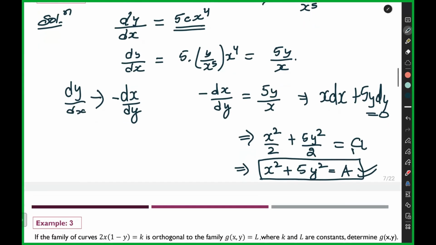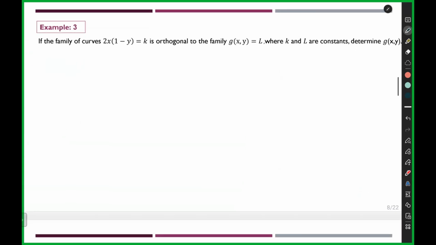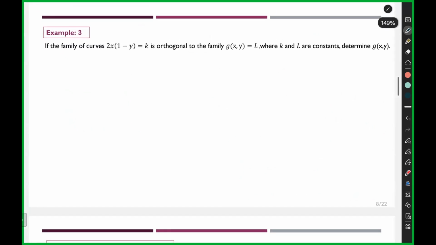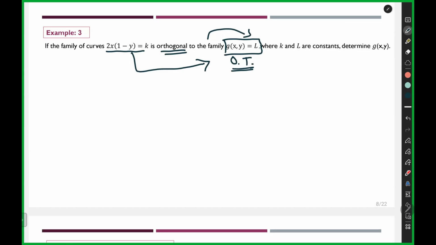Exactly. Okay. Now we are having this family of curves which is orthogonal to the family g(x,y) equals l, where k and l are constants. We have to determine g(x,y). What it is saying is that we have to find g(x,y), and what is given is the family of curves which is orthogonal to the family g(x,y) equals l. So it is nothing but the orthogonal trajectory with respect to this curve. So simply we have to find the orthogonal trajectory with respect to this curve. So this is what we do in the first step.